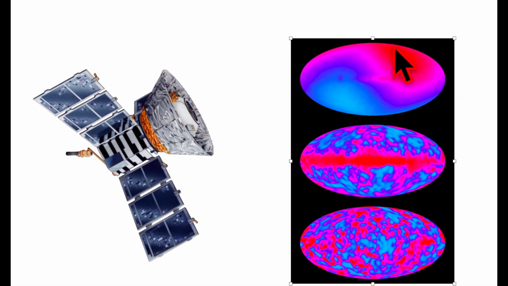And so the first images that came back looked kind of like this. Now, this is an anisotropy. It's a dipole, in fact. Here it's slightly warmer, here it's slightly cooler. The reason for this is an artifact of the fact that we are moving through the galaxy. In fact, the galaxy is moving through space, and so that can be subtracted from the image, and you end up with something like this.